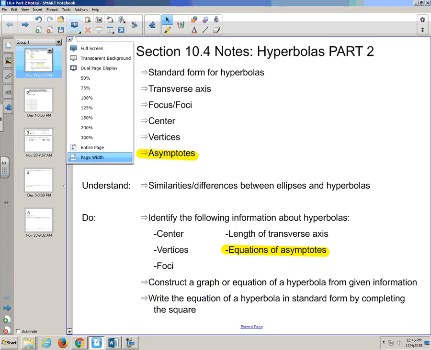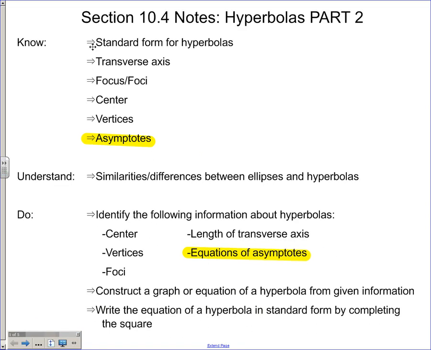Section 10.4 part 2 is going to finish up hyperbolas. We're going to be looking at asymptotes and what their equations are. We're going to determine equations of the asymptotes from the equation of a hyperbola.